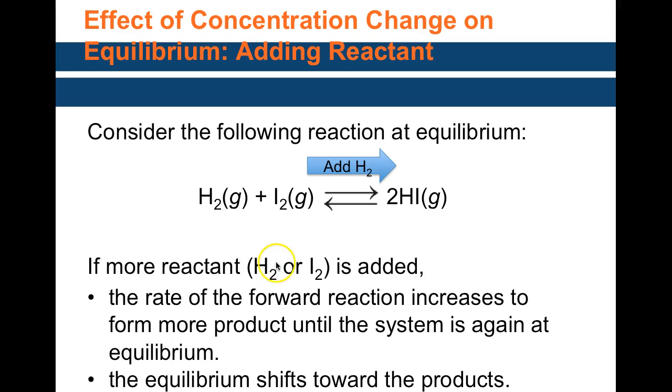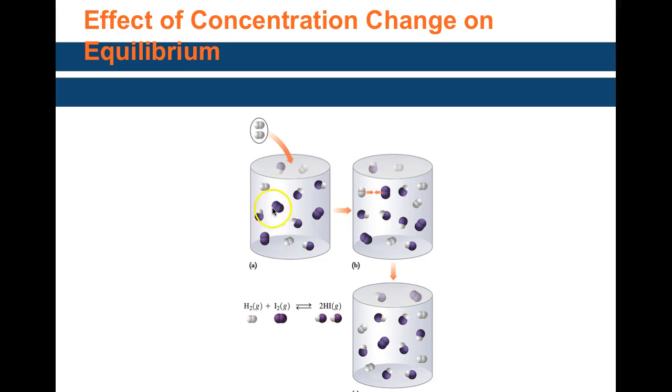Okay. So if you add more reactant, it'll go forward. So the rate of forward reaction will dominate. And that's what you see here in this picture. You just added a little bit of hydrogen.